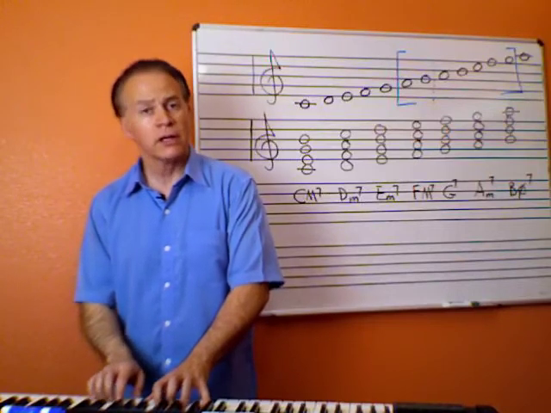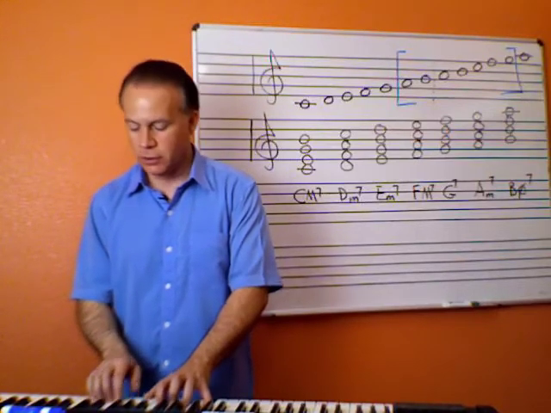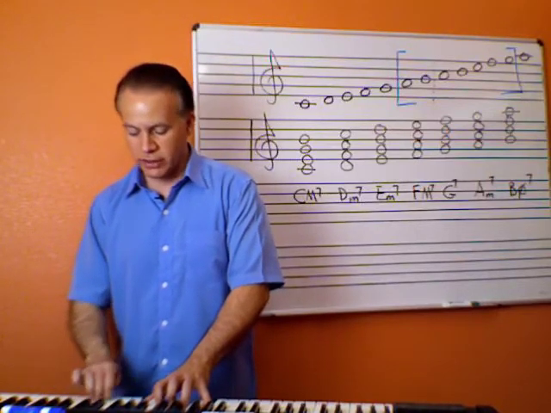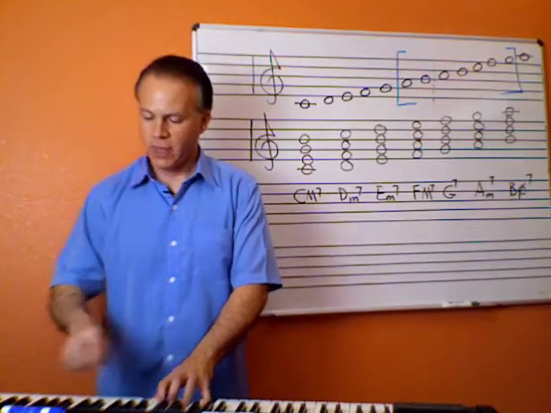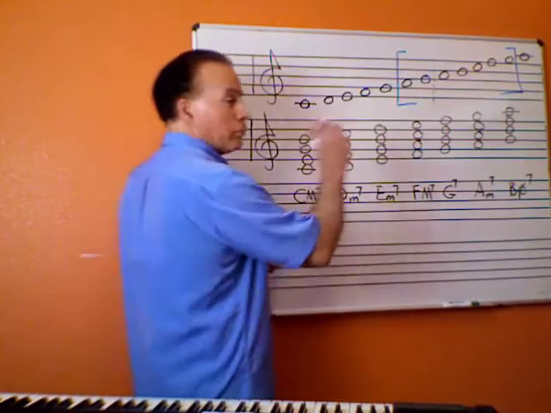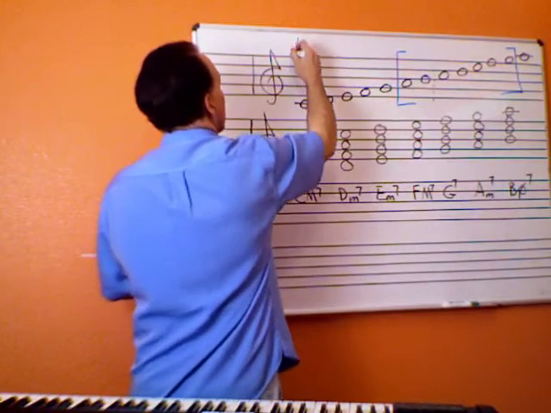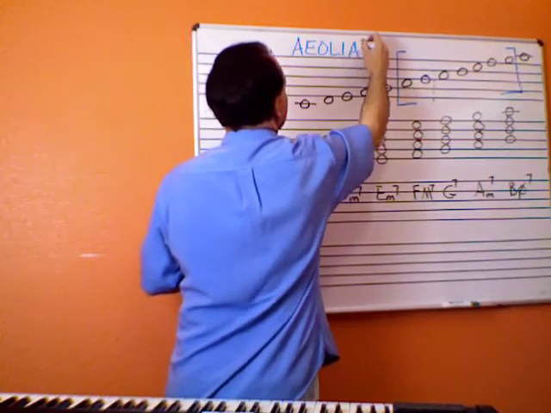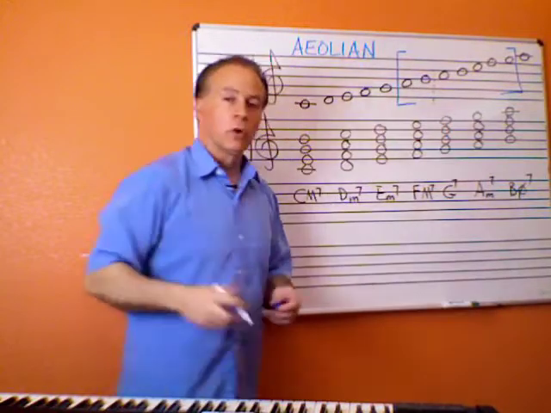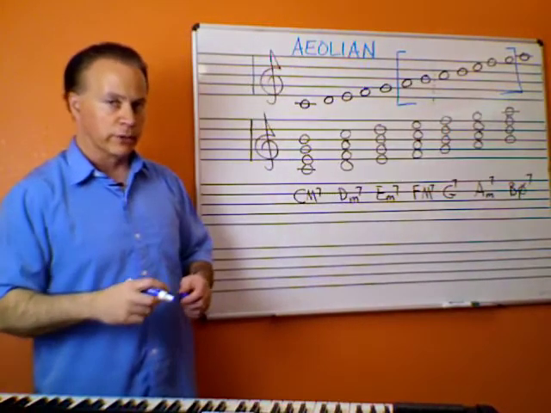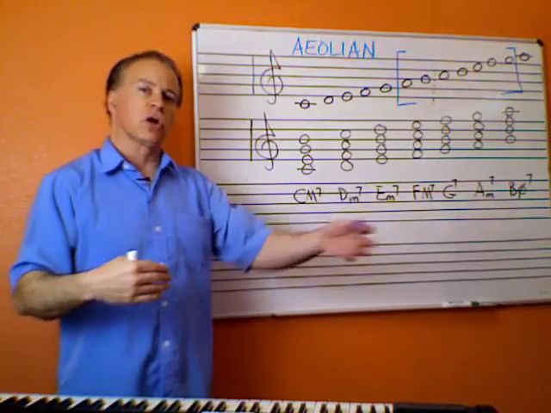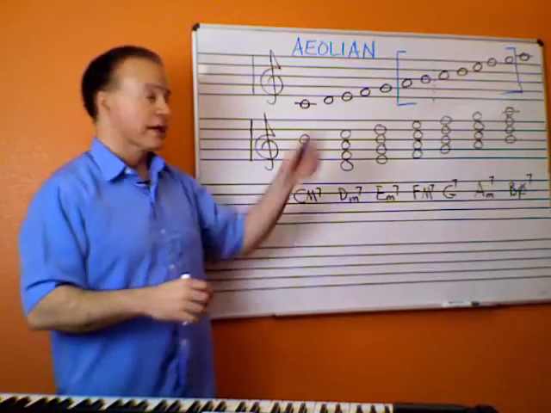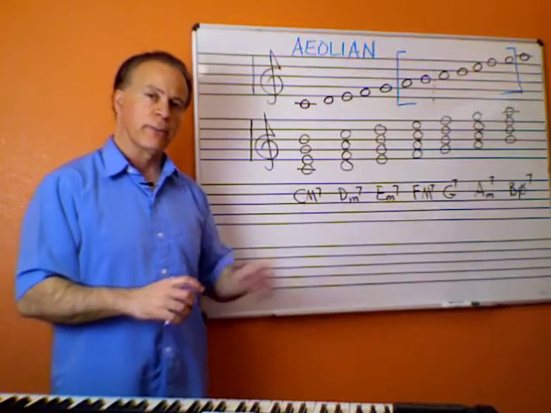Still a minor sound. In fact, this is kind of a familiar sound to most people. This is what most of us learn as our natural minor scale. But jazz musicians call this by its mode name, which is called the Aeolian mode. The Aeolian mode is the 6th mode. You can think of it a couple of different ways. A major scale starting and ending on 6. C major scale starting and ending on 6. We use it on an A minor 7th chord.